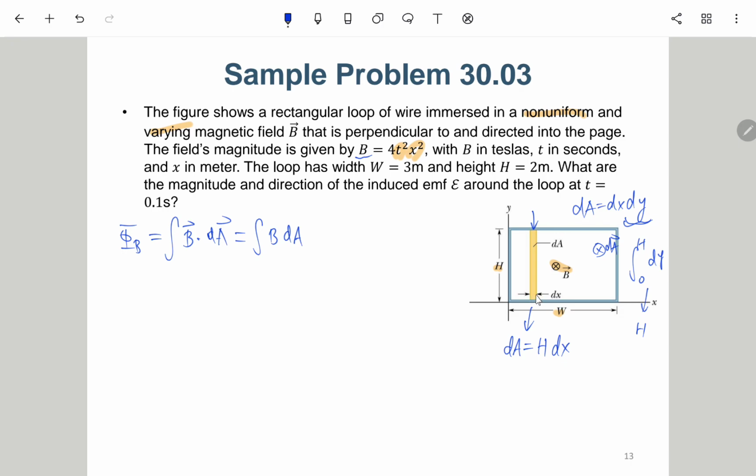dx is actually the width of this rectangle. So we don't really need to cut this whole rectangle into many small pieces. We can just consider one strip at one time. So here this dA is nothing but B times h times dx. And actually this x we will integrate from 0 to w, or 0 to 3 meters. Maybe we can just put it as 0 to w at the beginning.